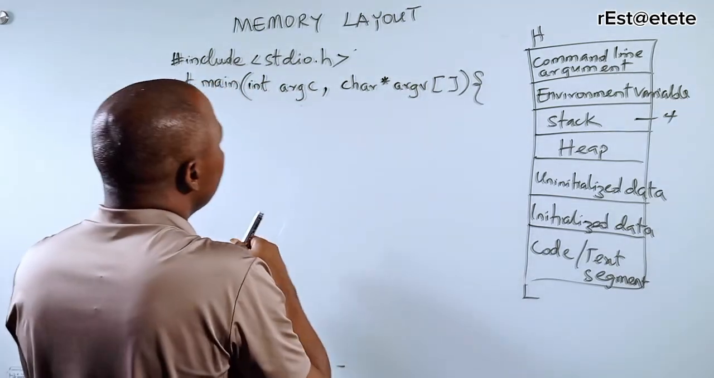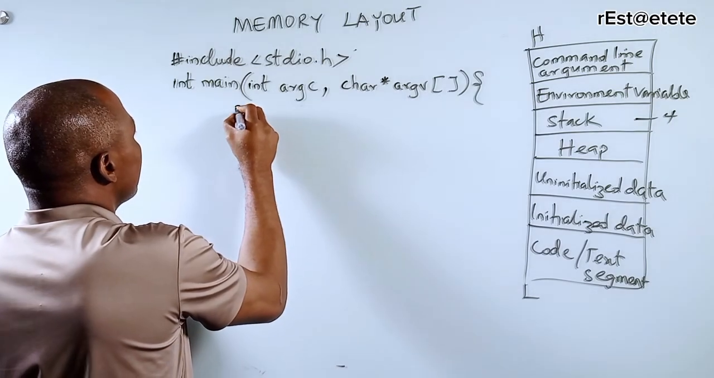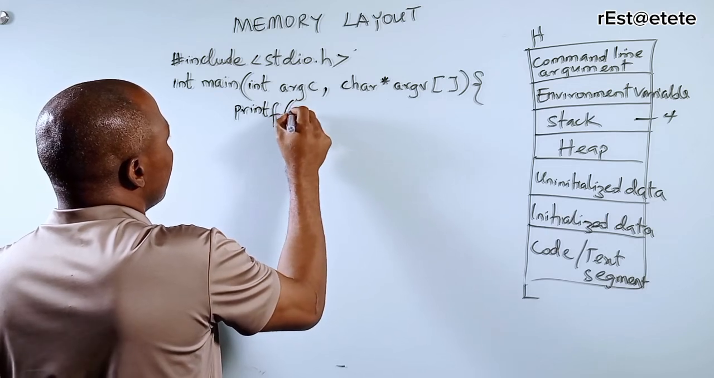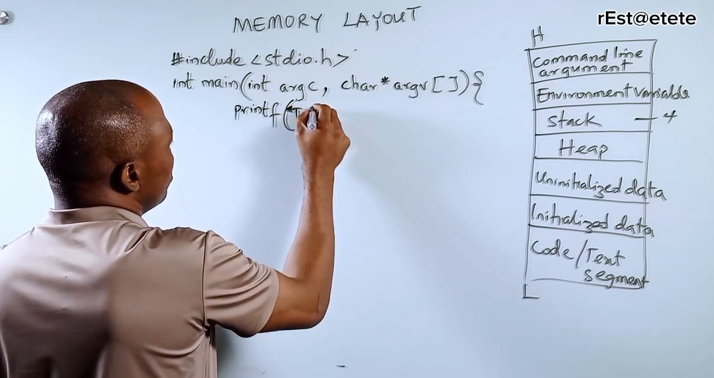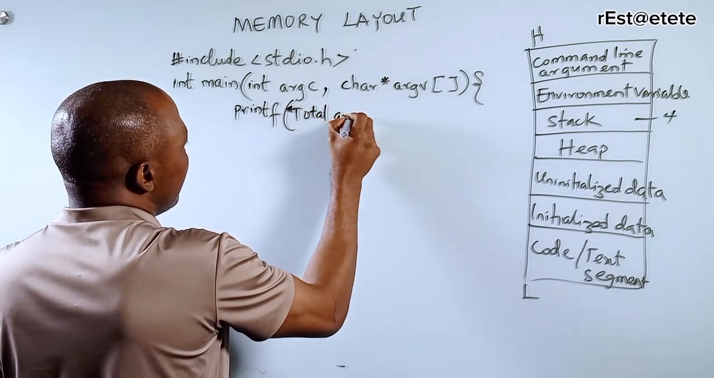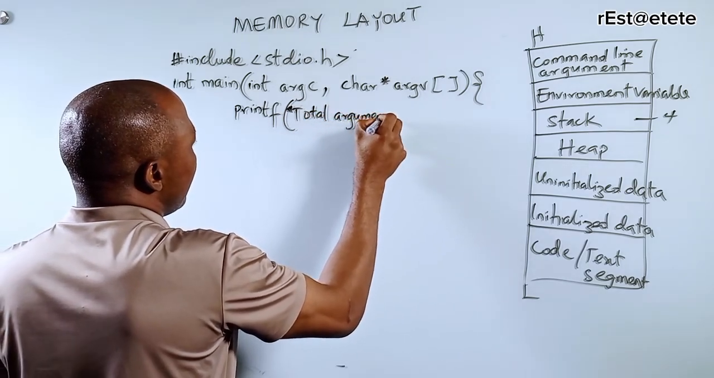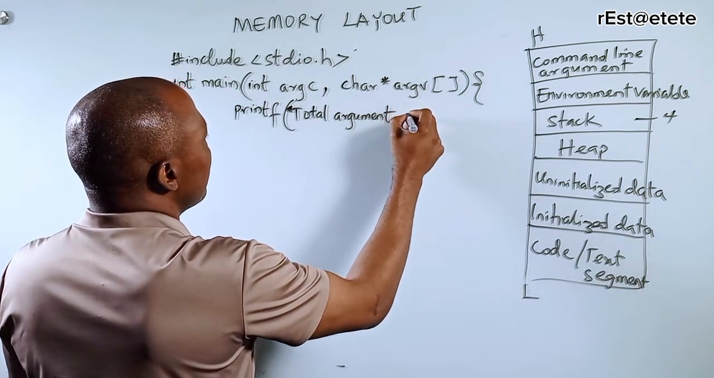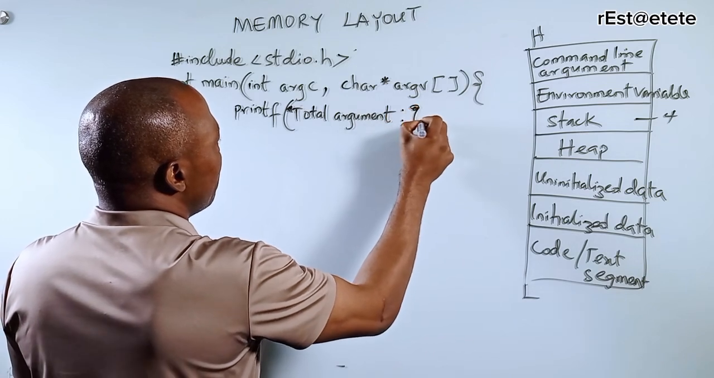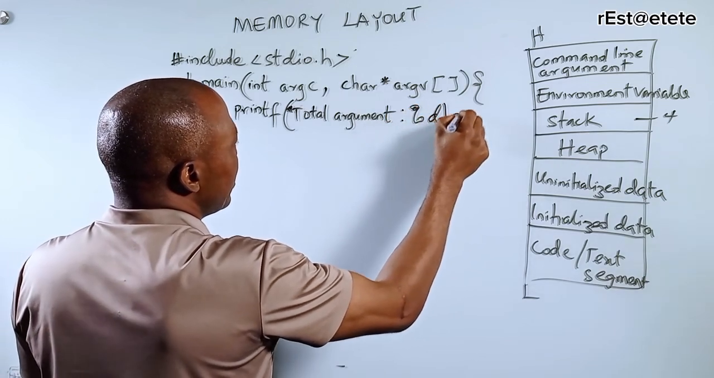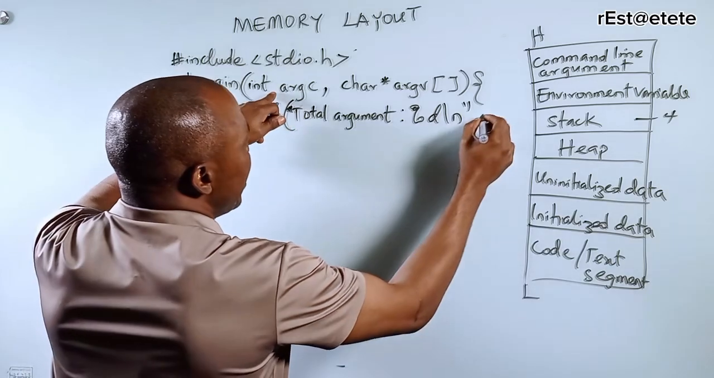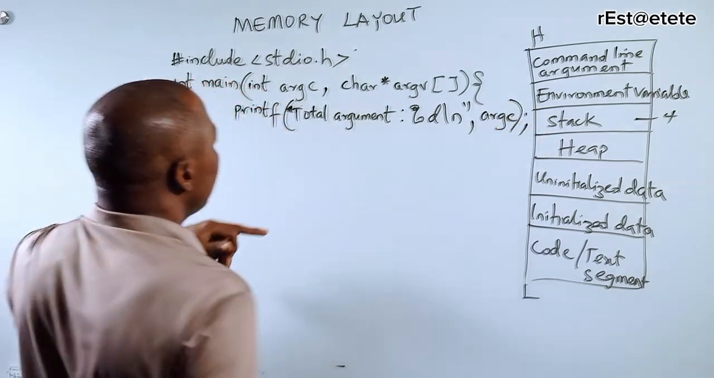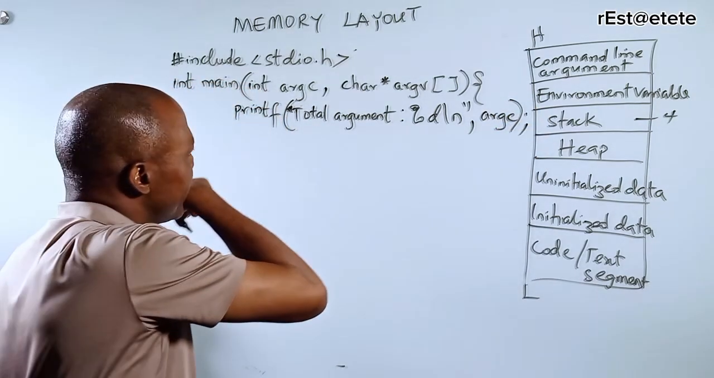So it's main with its arguments. Then inside here, I will say printf, double quote, total argument, percentage d, backslash n, then you supply argc, right? So that is what I will have there.